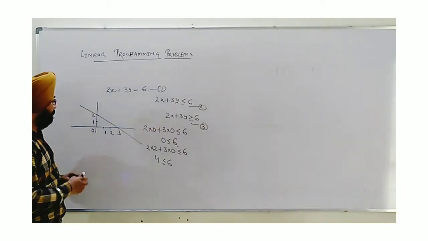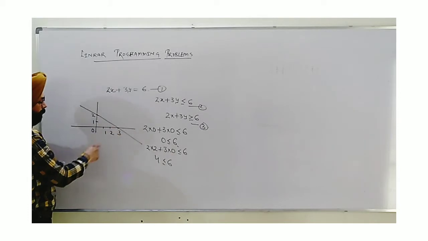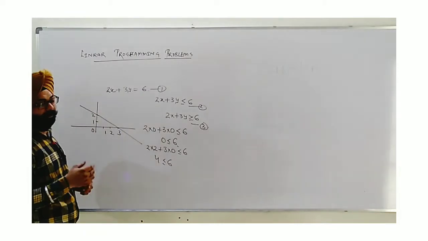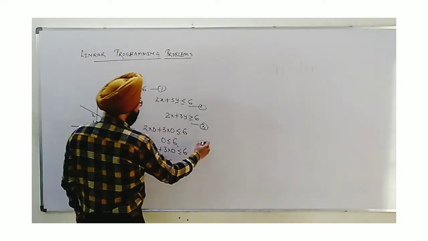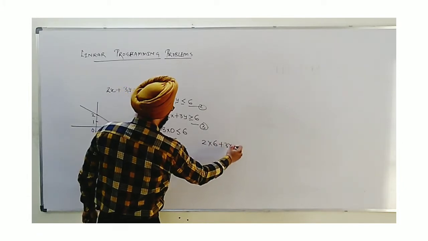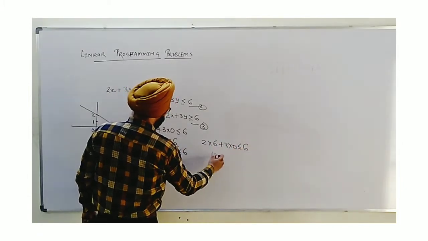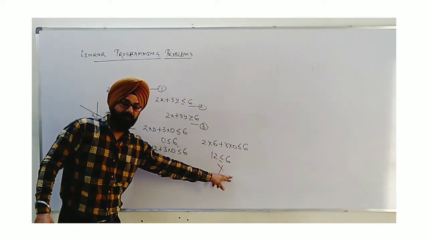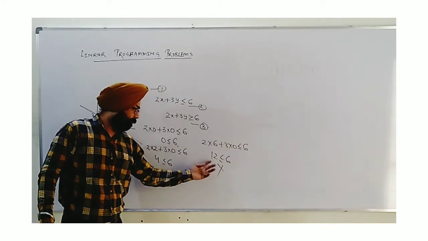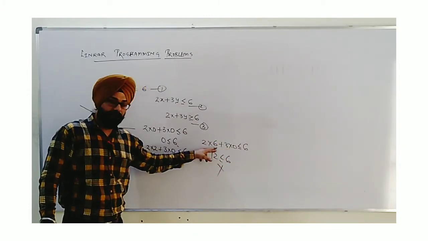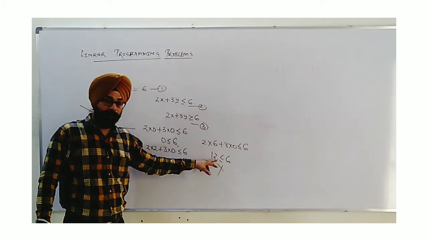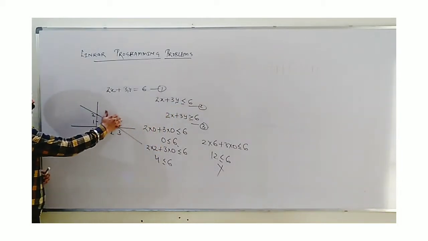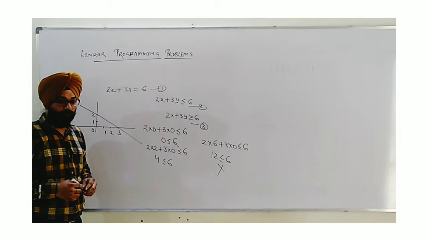For further proof, we can take any point from the opposite plane. If I go that side and randomly take, say, 6, 0, and put here 2 into 6 plus 3 into 0 is less or equal to 6, so 12 is less or equal to 6, which is wrong. Since this point is not satisfying, this statement is wrong. It shows that the point which we considered does not satisfy this inequation. It is not a solution of the inequation.